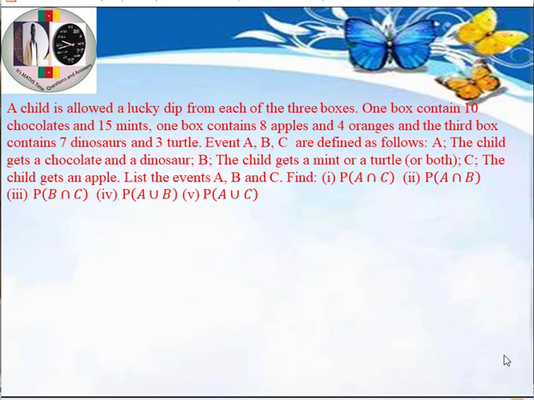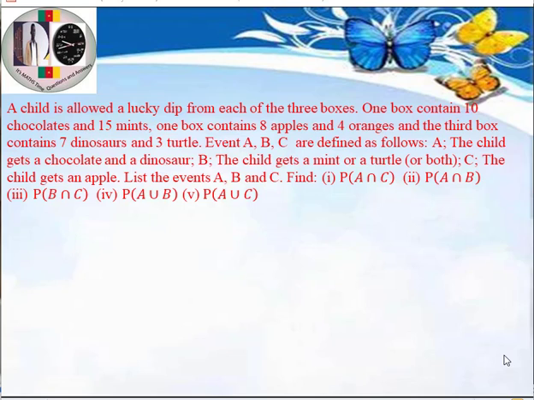And the question says that a child is allowed a lucky dip from each of the three boxes. One box contains 10 chocolate and 5 mint. One box contains 8 apples and 4 oranges, and the third box contains 7 dinosaurs and 3 turtles. Events A, B, and C are defined as follows. A: the child gets a chocolate and a dinosaur. B: the child gets a mint or a turtle or both. C: the child gets an apple.